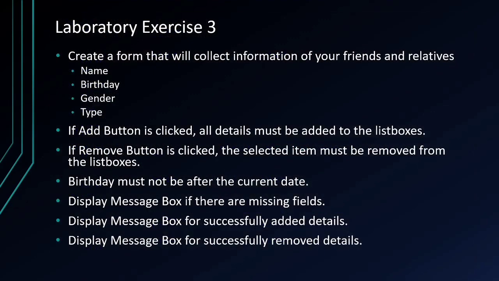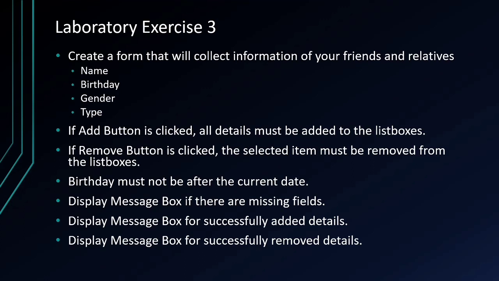Now, let's proceed to our laboratory exercise number 3. First, you need to create a form that will collect information of your friends and relatives: the name, birthday, gender, and type. If the add button is clicked, all details must be added to the list boxes. If the remove button is clicked, the selected item must be removed from the list boxes. Birthday must not be after the current date. Display a message box if there are missing fields. Display a message box for successfully added details. And lastly, display a message box for successfully removed details.